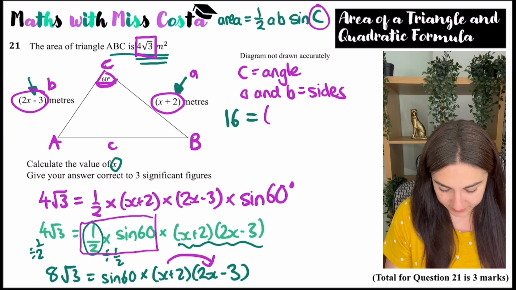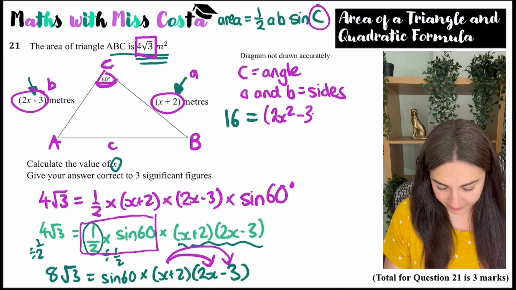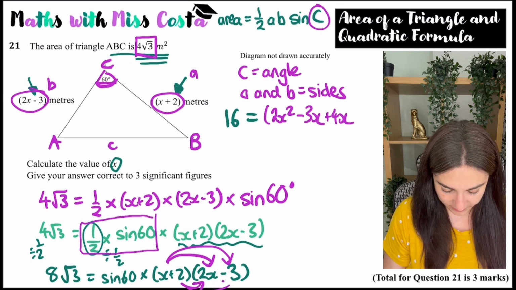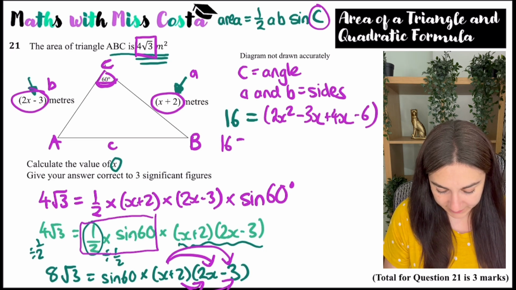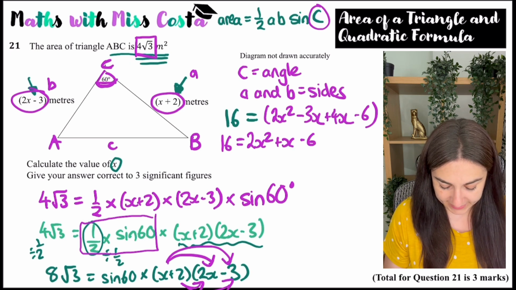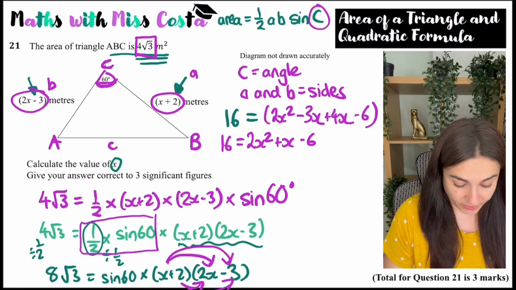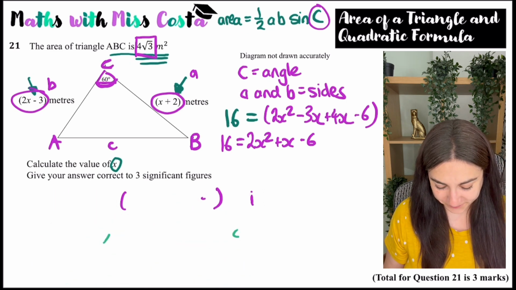So x times 2x would be 2x squared. x times minus 3 is minus 3x. 2 times 2x is 4x. And 2 times minus 3 is minus 6. So I know that 16 is 2x squared, minus 3 plus 4 is 1, minus 6. Okay, so now I have a quadratic.